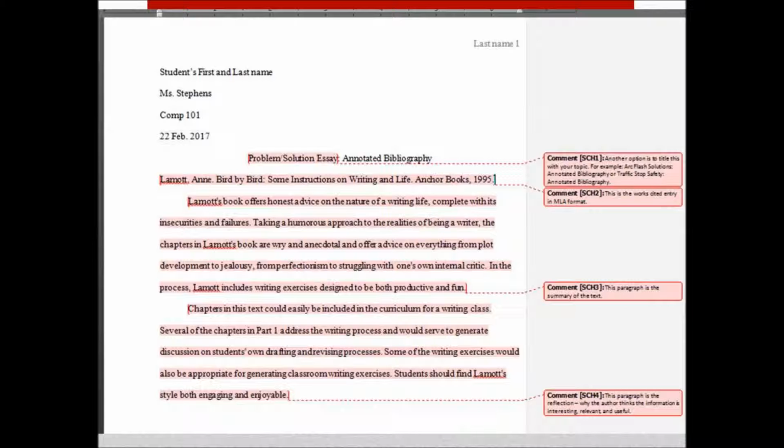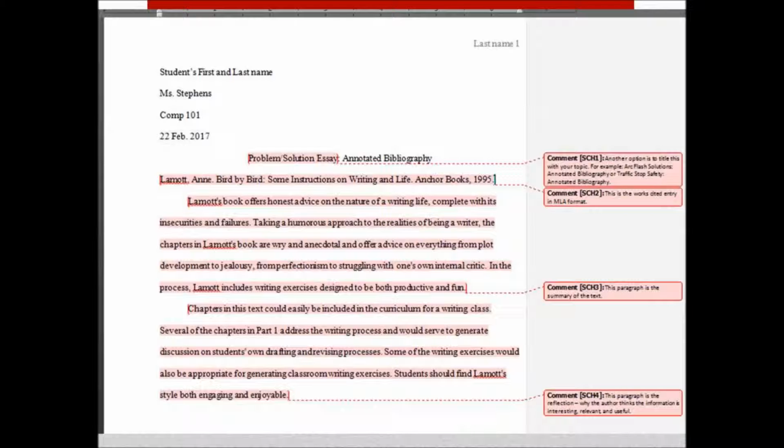you search by topic. Then on the next line, I have Anne Lamott's book, Bird by Bird, and this is the MLA format for my works cited page. The first paragraph is a summary of Anne Lamott's book, and then the second paragraph is my assessment. It's how can I use this piece in my own research?